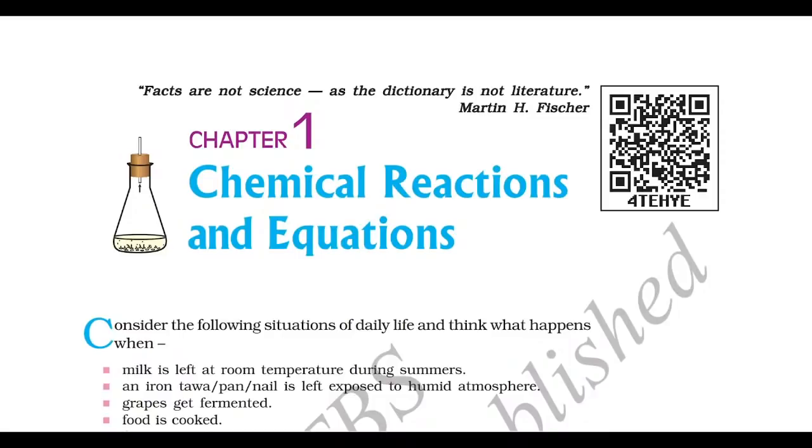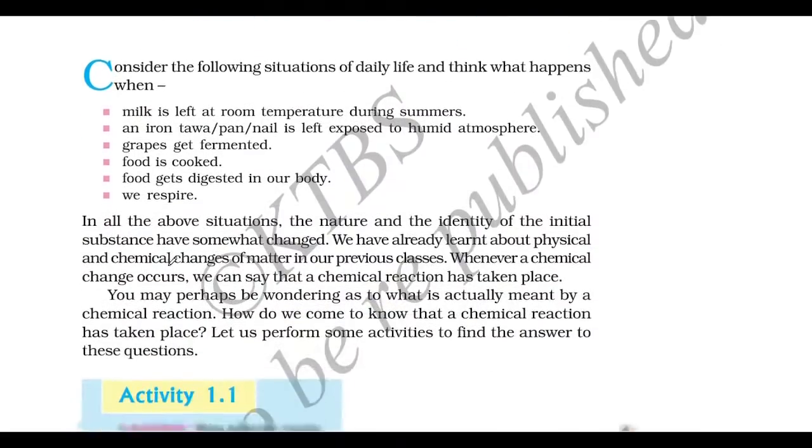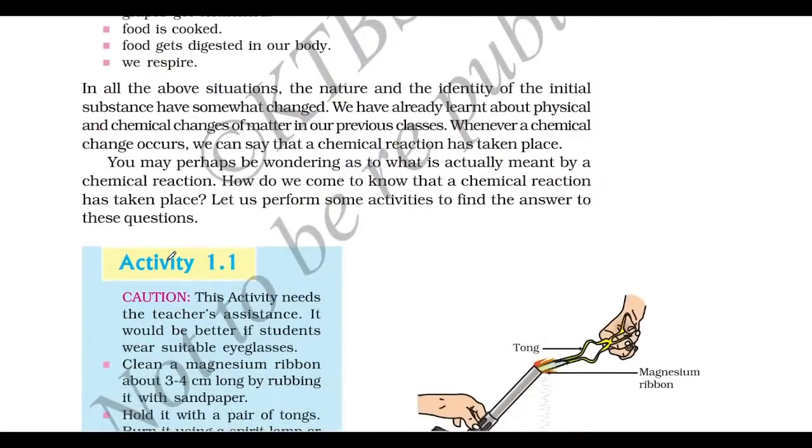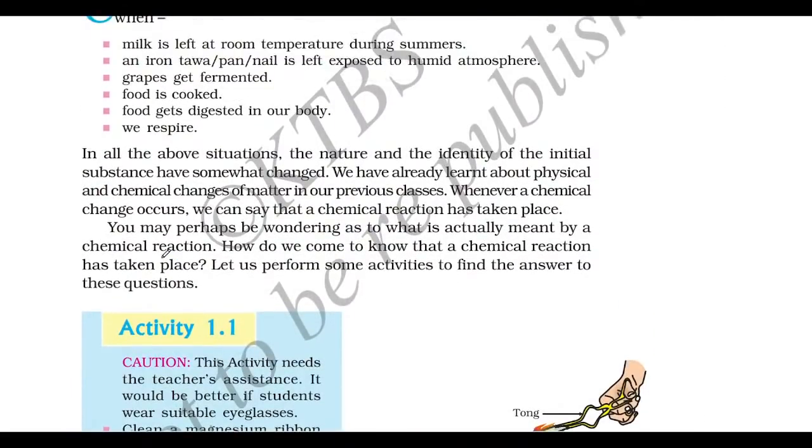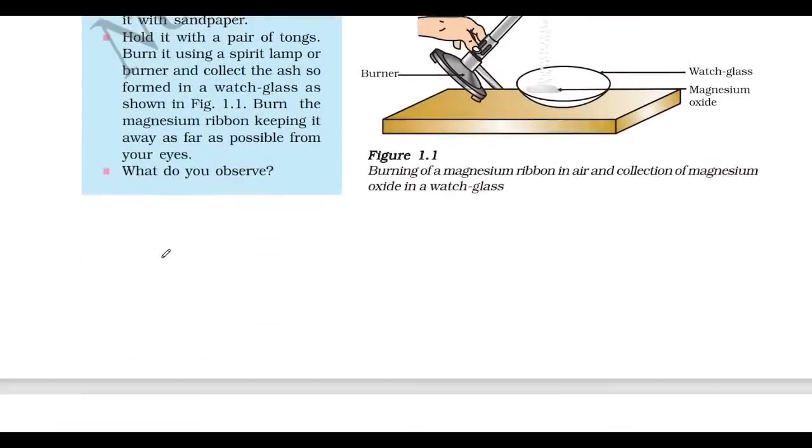Students, now take your part 1 textbook and go to the unit Chemical Reactions and Equations. It is a very simple chapter to score around 5 to 6 marks. In the introduction, you should know about the physical and chemical changes that you have already studied.